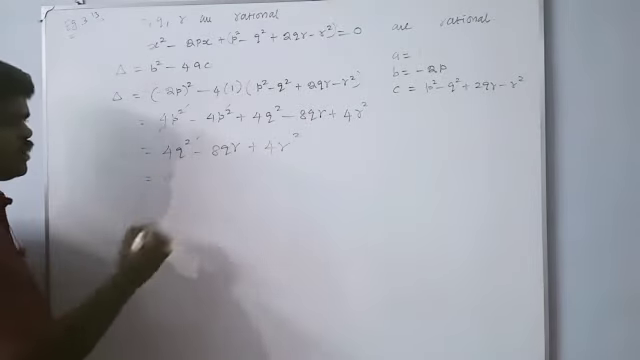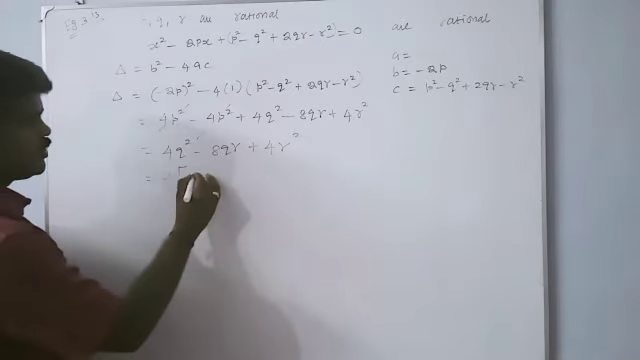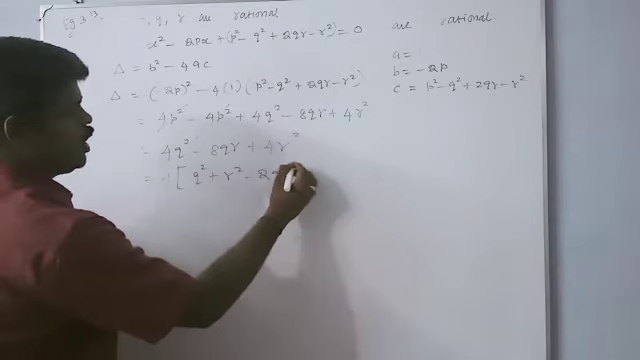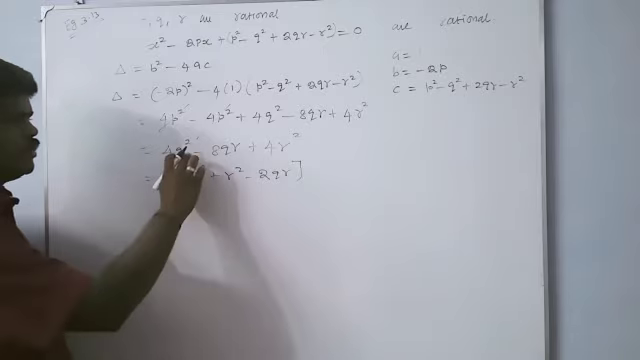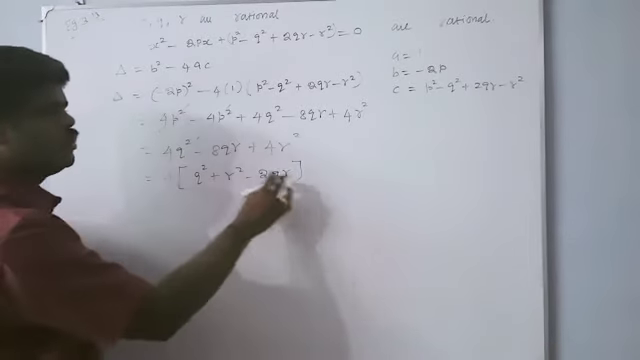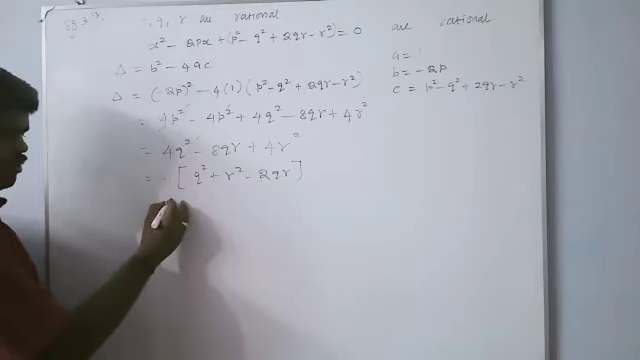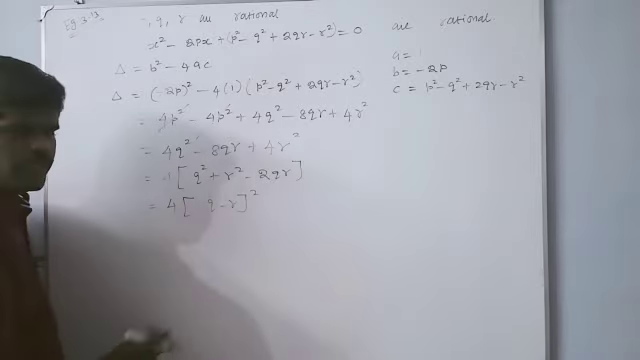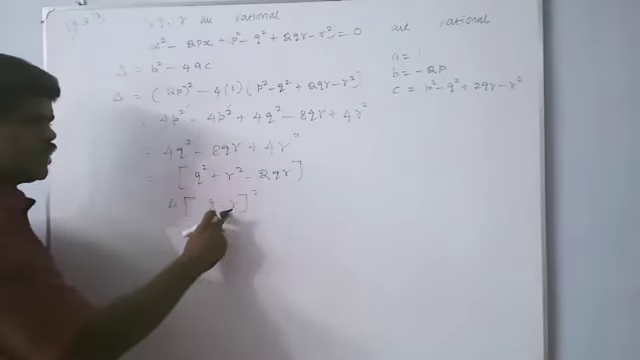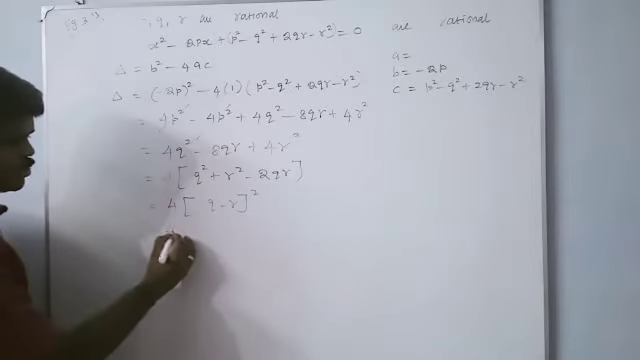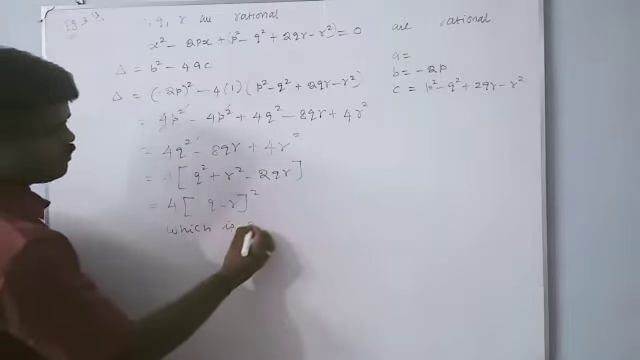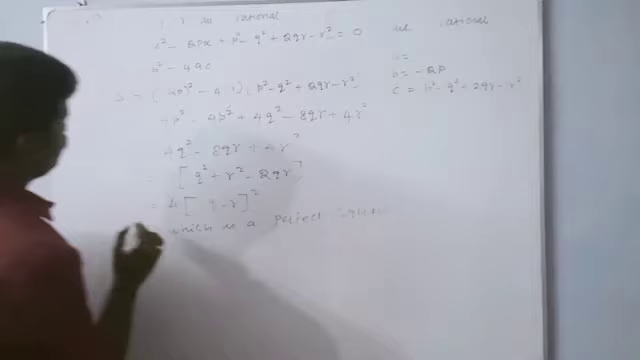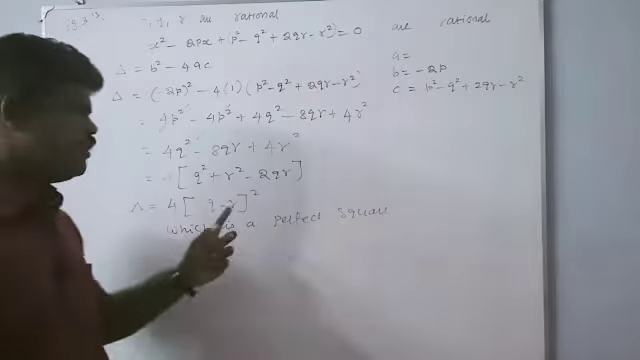Take 4 outside, what are the values? q squared plus r squared minus 2qr. Next 4 into, this is the formula for q minus r whole square. Expand this term, q squared plus r squared minus 2qr, which is a perfect square. The delta value is a perfect square.